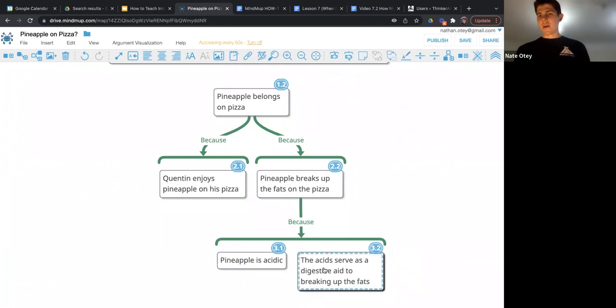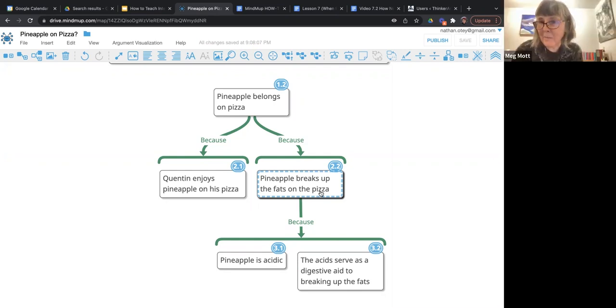Mm-hmm. And this is what we call a co-premise, which is to say, it explains the reasoning, or if you're a logician, this kind of completes the syllogism, to allow us to arrive at the inference here. And then, Meg, did you have an explanation of why it's a good thing that pineapple breaks up the fat on the pizza? Is it because it improves the taste, or is it a health thing?